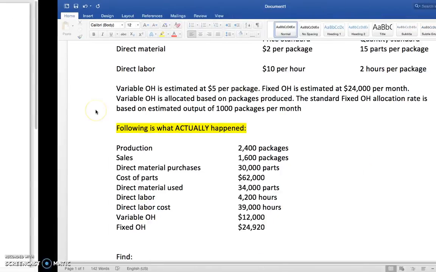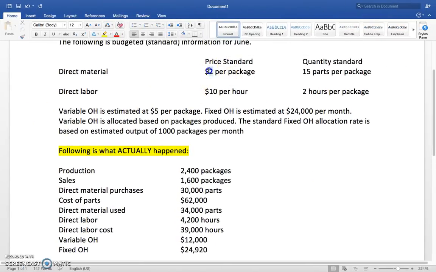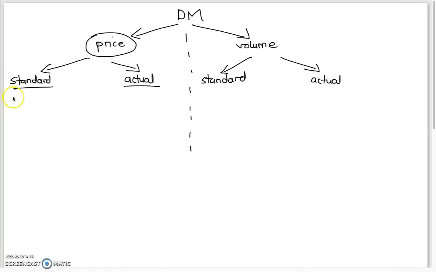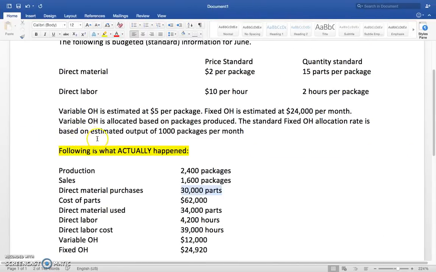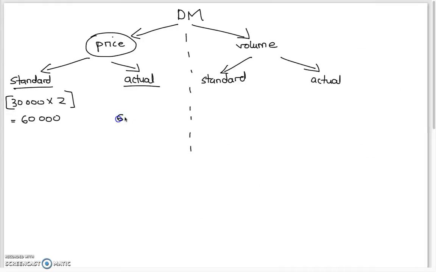So I'm going to take my standard price, which is $2 per package, and I'm going to multiply it by what I actually purchased. So direct material purchases are 30,000 parts. So I'm going to do 30,000 times $2. That comes out to 60,000. That is my standard. I want to compare it to my actual now. What's the cost of my direct materials that I actually paid out? So I would do the same thing. I would multiply 30,000 by my actual price, but I don't need to do that in this question because it's already calculated for me. Cost of parts 62,000. So I'm just going to copy that here.